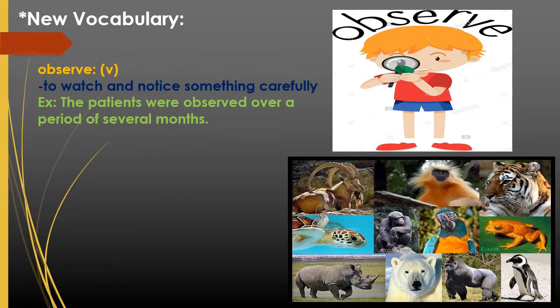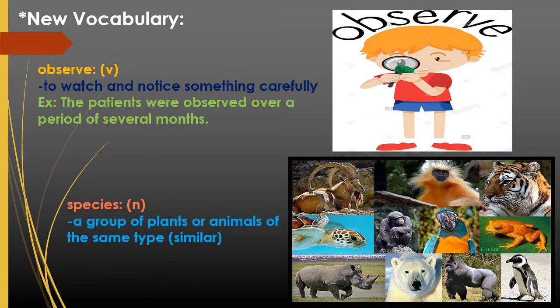The second word is species. Species. It's a noun. What do I mean by species? A group of plants or animals with the same type. I mean similar. For example, many insects choose certain tree species for feeding.